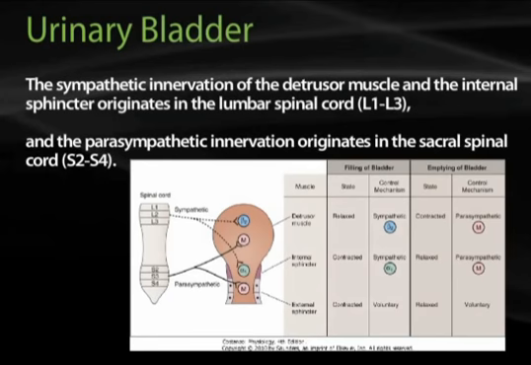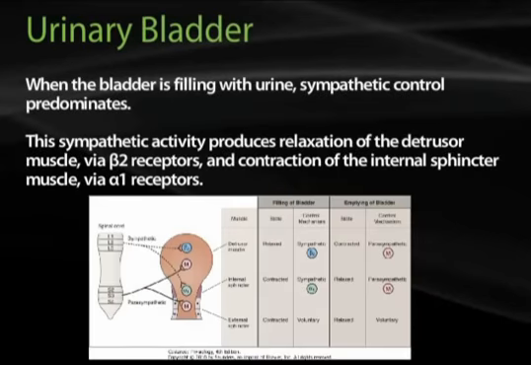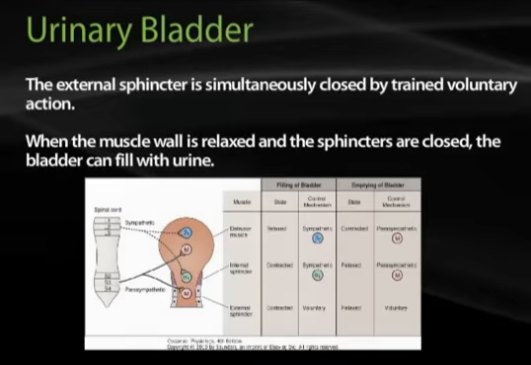The sympathetic innervation of the detrusor muscle and the internal sphincter originates in the lumbar cord L1 through L3, and the parasympathetic innervation originates in the sacral cord S2 through S4. The bladder is filling with urine. Sympathetic control predominates. This activity produces relaxation of the detrusor muscle via beta-2 receptors and contraction of the internal sphincter via alpha-1 receptors. The external sphincter is simultaneously closed by a trained voluntary action. When the muscle wall is relaxed and the sphincters are closed, the bladder can fill with urine.